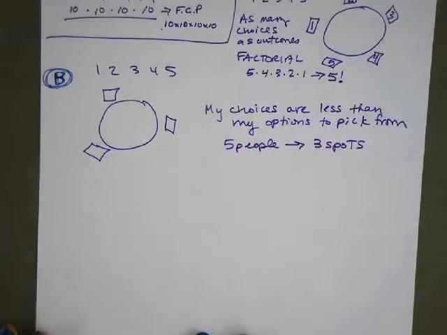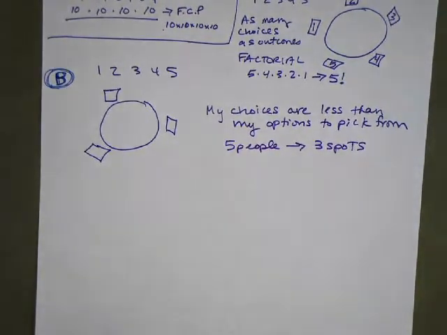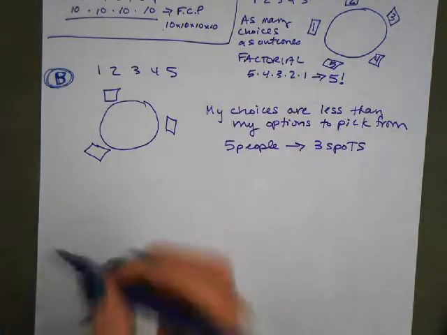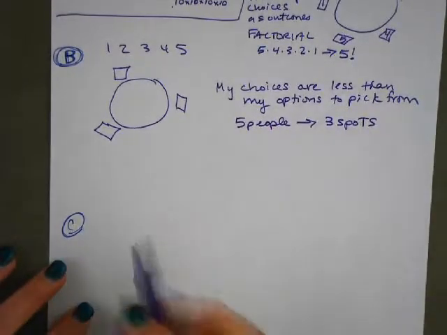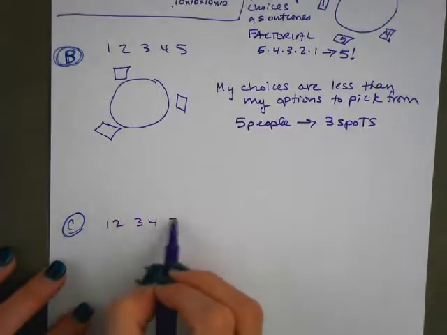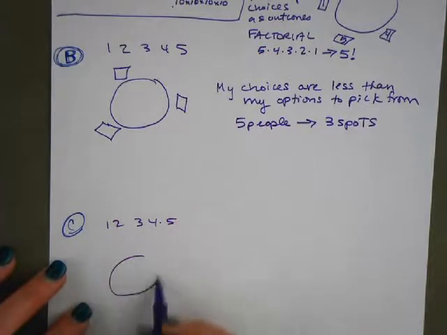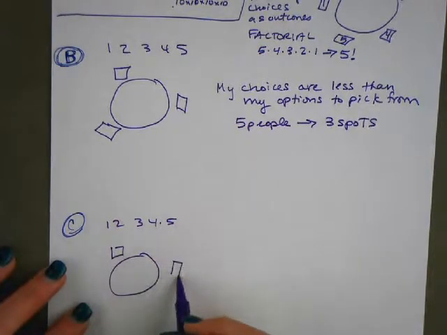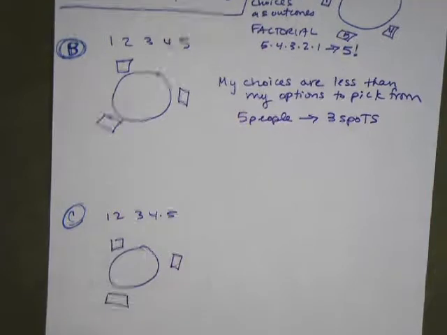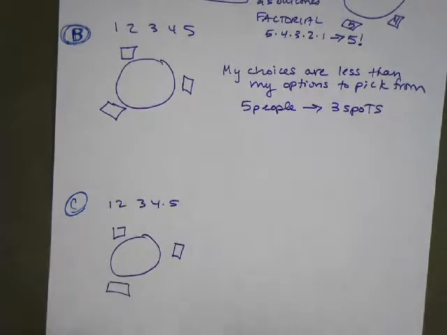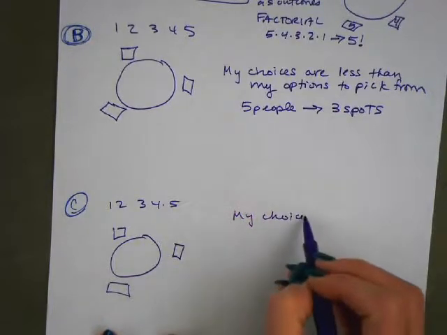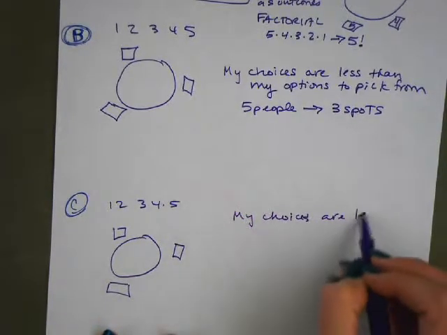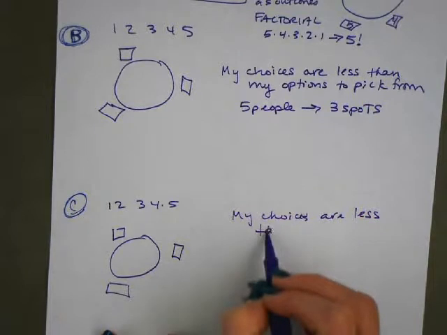And we're going to have this twice. C is going to be the same thing, where you have 5 people and a 3-place setting. So it's the same concept. There's just going to be one difference. So again, you have my choices. You'll see.